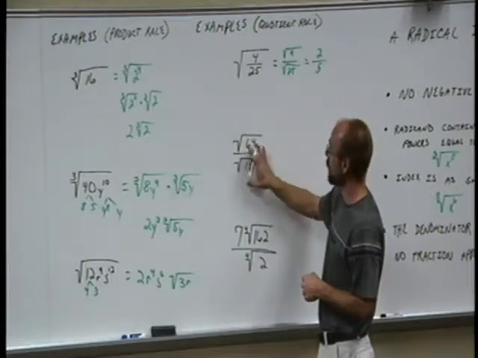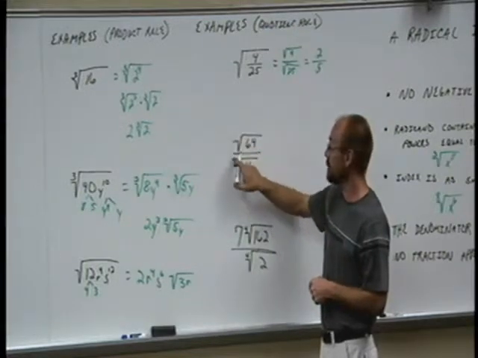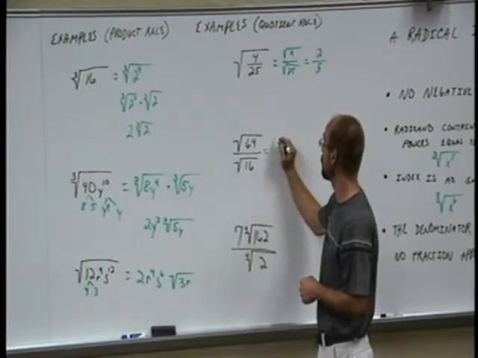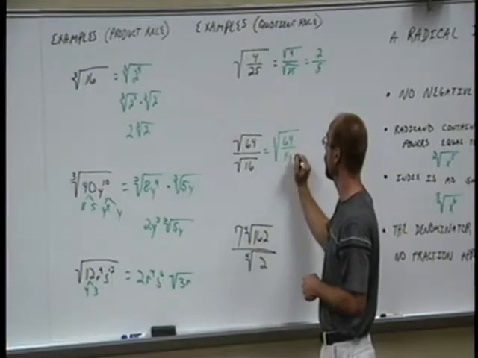Now here we have two radicals being divided. They have the same index, so I can rewrite this as the square root of the top over the bottom.